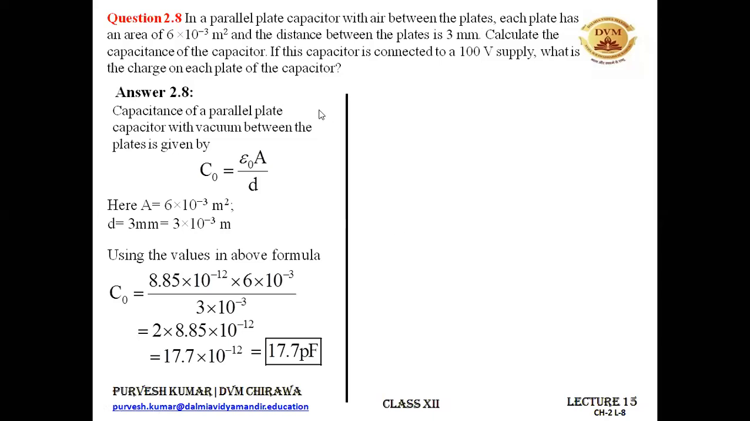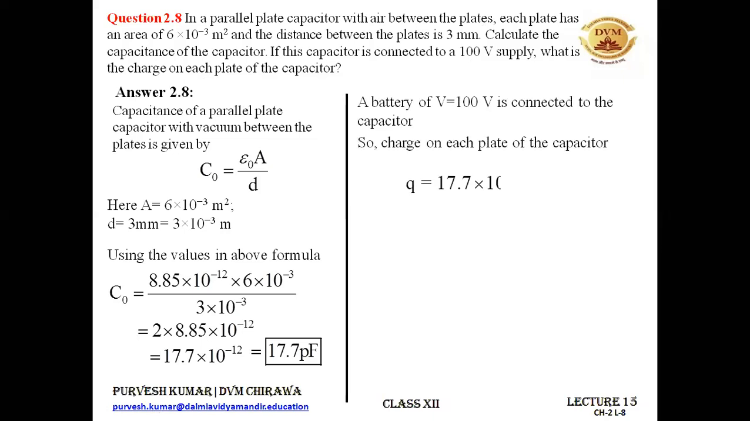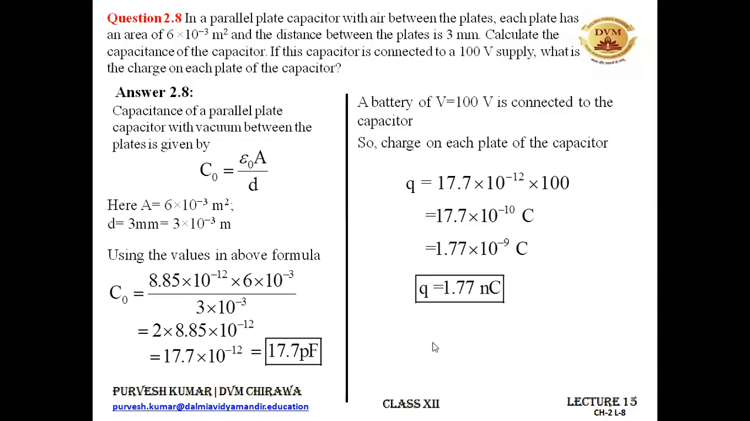Now we need to find the charge on the plates of the capacitor when it is connected to a 100 volt supply. Battery is this one. The value of the charge is given by Q is equal to CV. We know the formula. The value of C we have just found out, that is 17.7 picofarad, that is 17.7 multiplied by 10 to the power minus 12. And when you multiply the capacitance with the voltage, you will get the value of charge. So charge will be this one. You can write it as 1.77 into 10 to the power minus 9 coulomb. That is equal to 1.77 nanocoulomb.